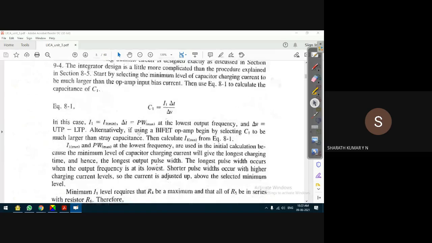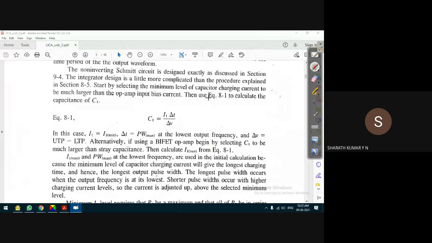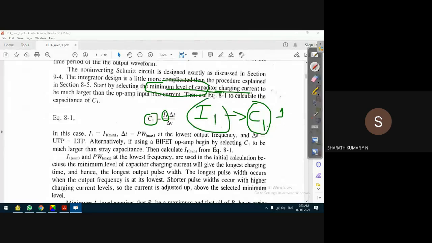So that's why the author says, we start with the design of a minimum level of charging current I1, which gives a capacitor value C1 such that the charging will be faster. Minimum level of capacitor charging current means minimum value of the capacitor C1. Smaller the value of capacitor C1, faster is the charging of the capacitor C1. Larger the value of capacitor C1, the current required to charge the capacitor is larger.